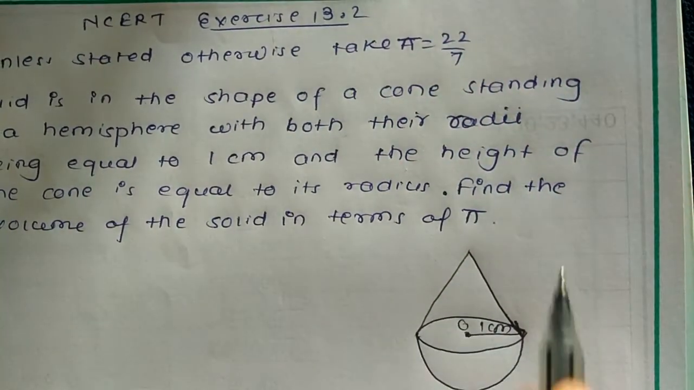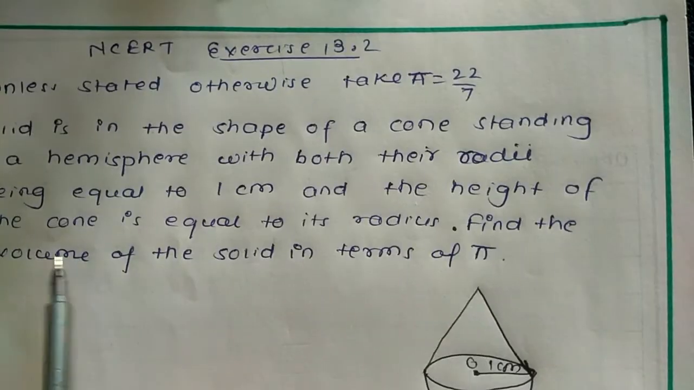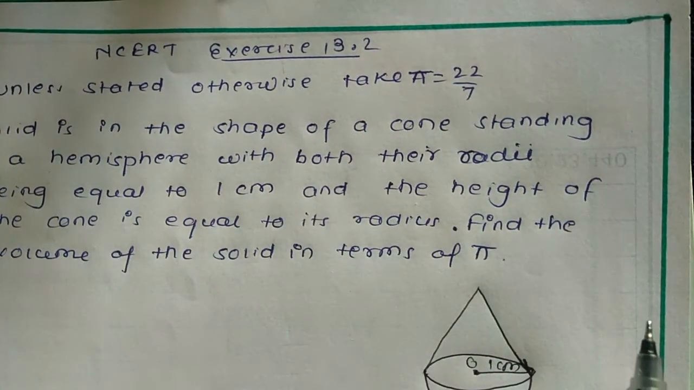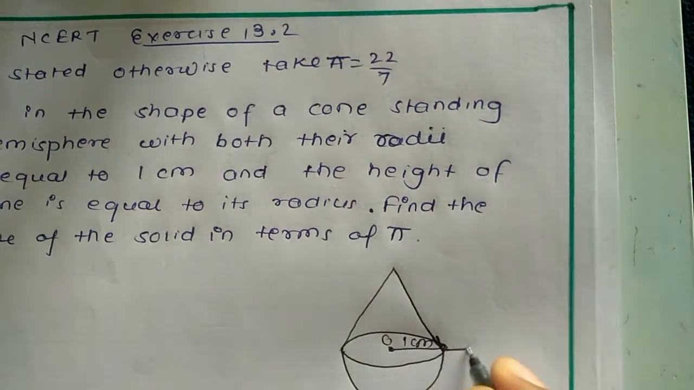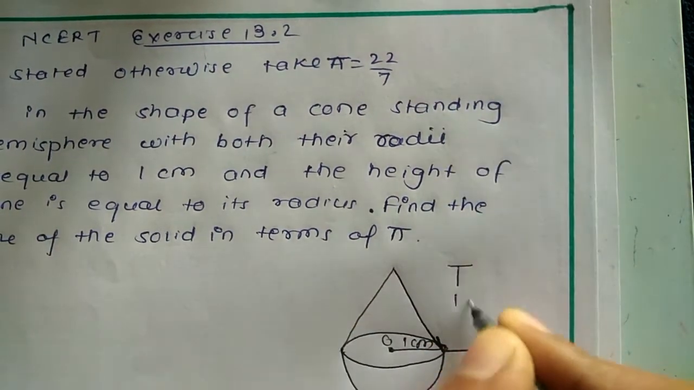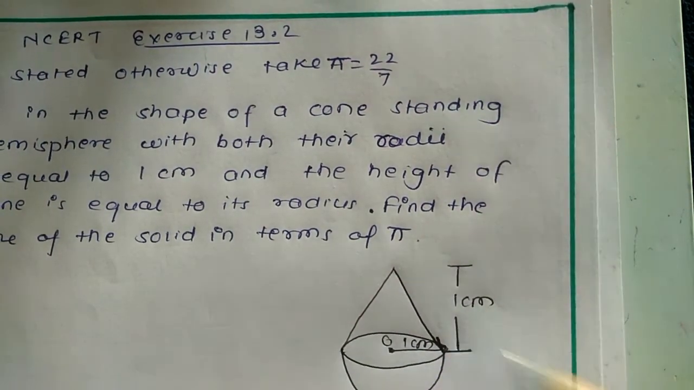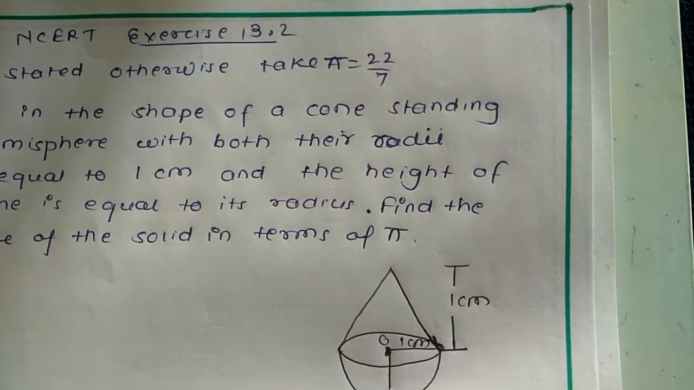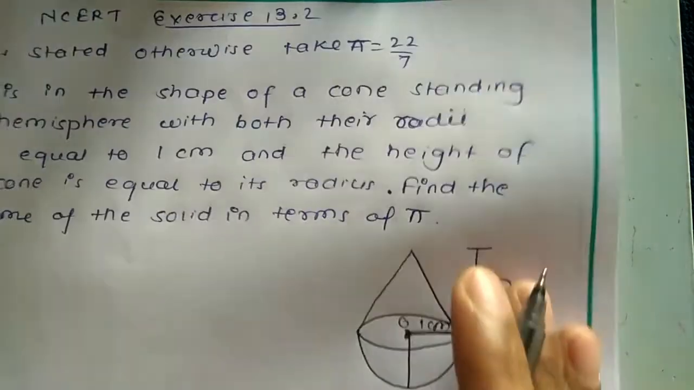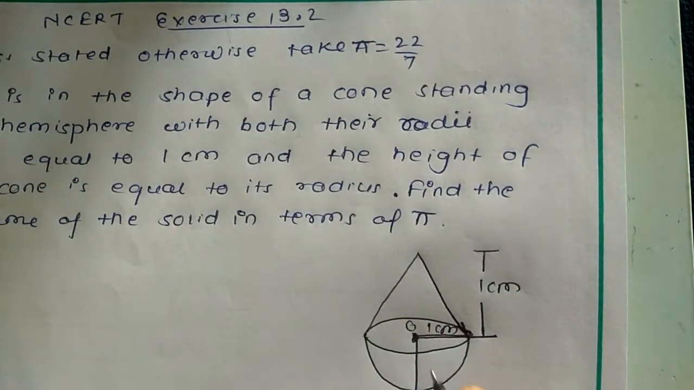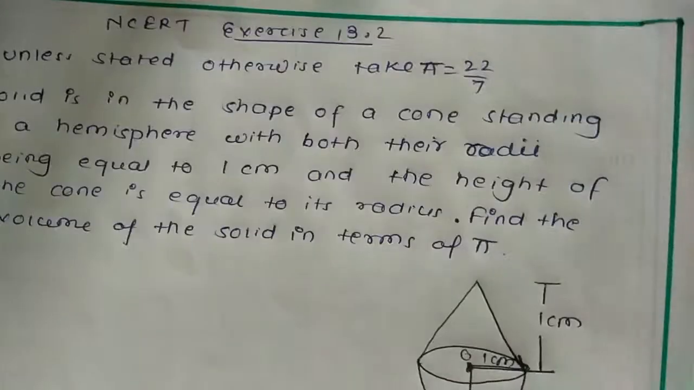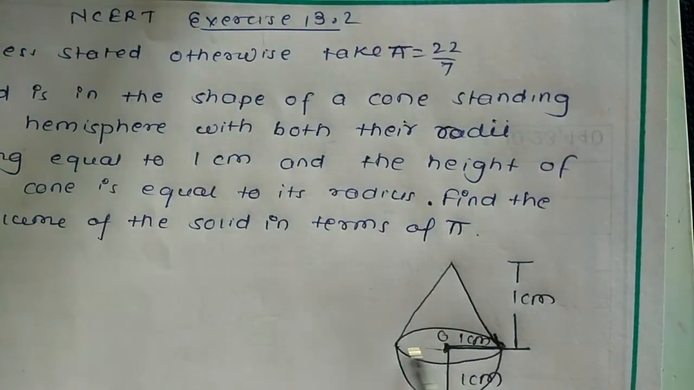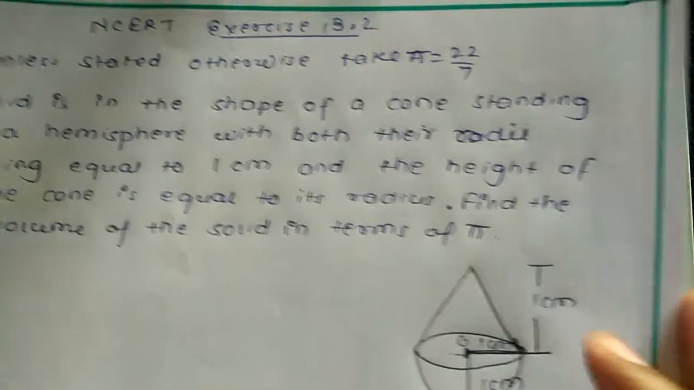This is the center, let us take O, and the height of the cone is equal to its radius. So from here to here will be the height of the cone, that is equal to the radius. And you can also take the height of this hemisphere, which will always be equal to the radius. So remember, this is 1 centimeter. It is not given, but that is the definition of the hemisphere. Everywhere you can take it as 1 centimeter only.